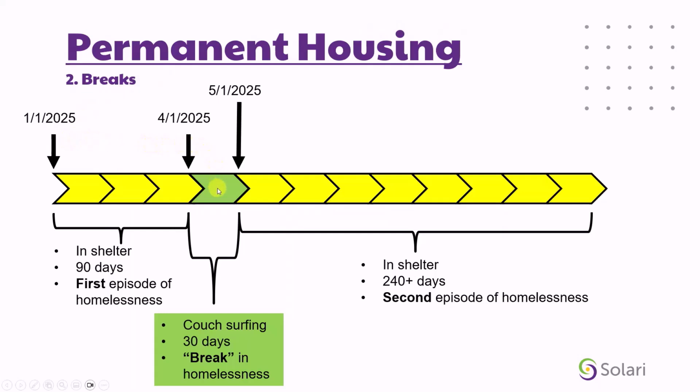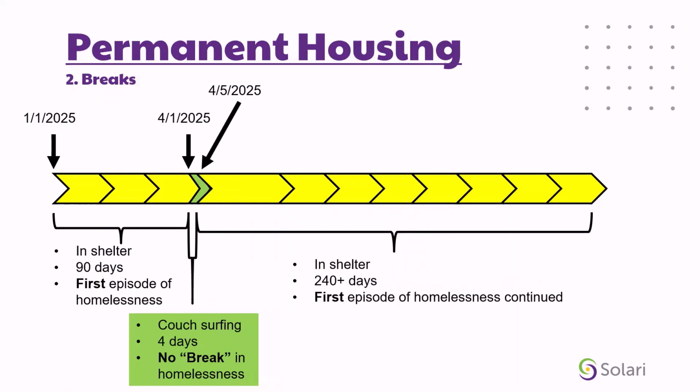They then stay with their brother for 30 days. And that 30 days is 7 days or more, which constitutes a break in a client's experience of homelessness per HUD's definition. After the client stays at the brother's house for about 30 days, they're again returned to the shelter for 240 days, which represents their second episode of homelessness.